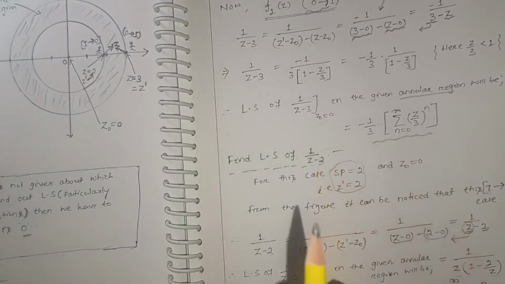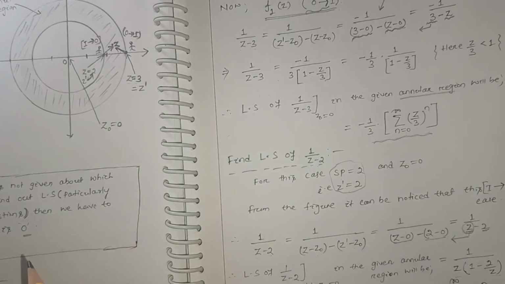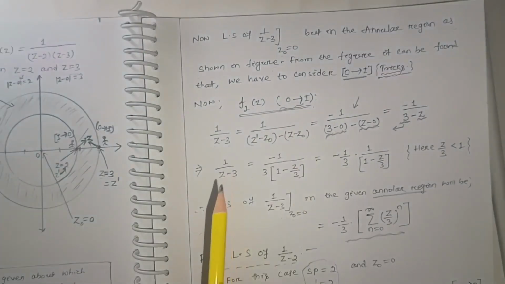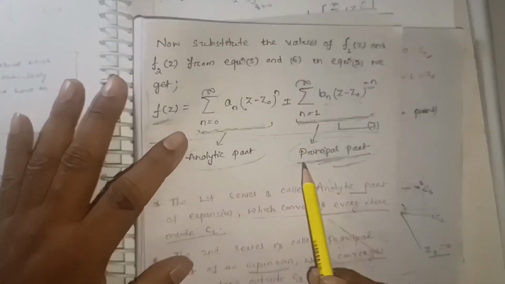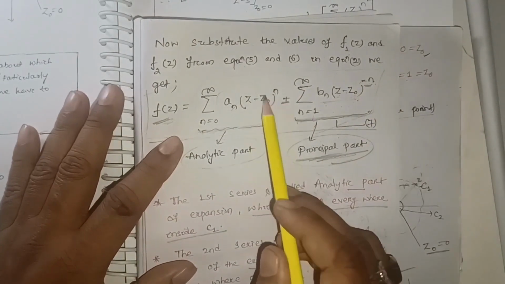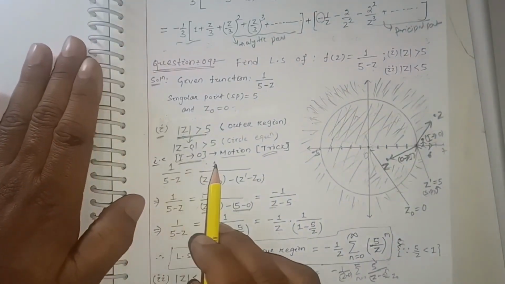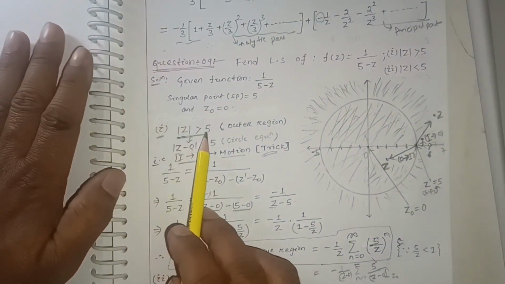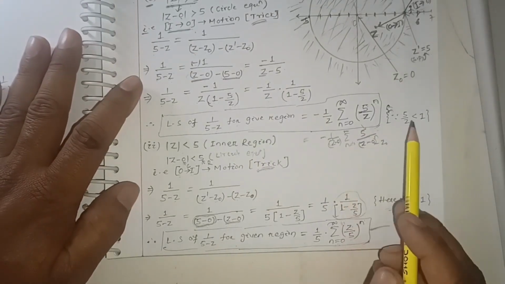Just remember, this is another result, or one type of trick you can say. So where you have to use out to in, there you are going to get the analytic part. Where you use in to out, there you are going to get the principal part. That means negative power and positive power, analytic part, principal part. So in this case we considered the in to out case for mod z greater than 5, and we found only the principal part and the analytic part is absent.